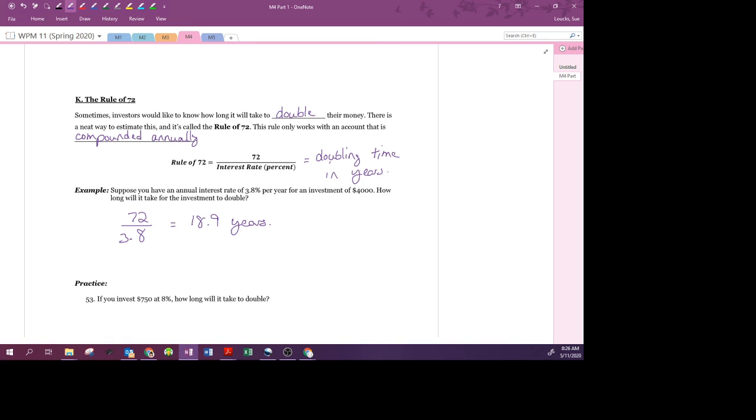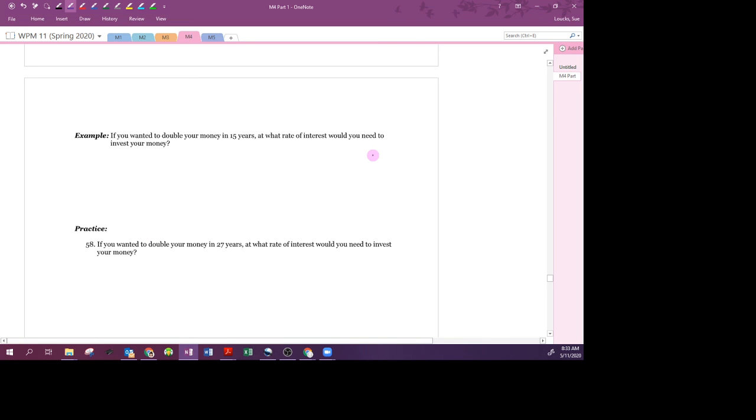That's our last section, page 21. Last example. If you wanted to double your money in 15 years, what rate of interest would you need to invest your money at? So we had time equals 72 divided by the percent. So if we want to know the percent, that's going to equal 72 divided by time. So if we want to double our money in 15 years, then 72 divided by 15 equals 4.8%. So you'd need to find an investment at 4.8%.